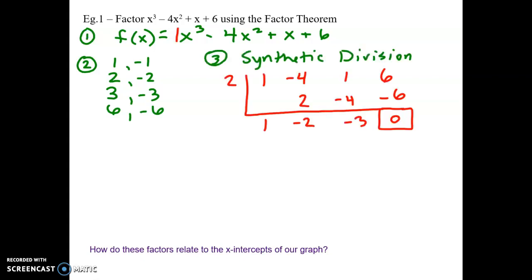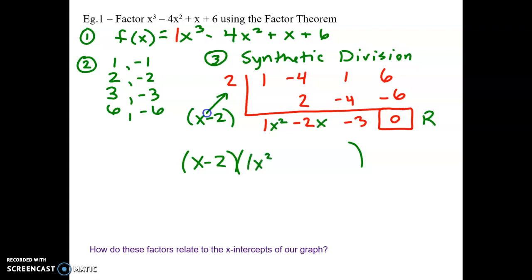So we decided to try the factor of x minus 2, which means we plugged a 2 into synthetic division. When you go through synthetic division, you'll get a remainder of 0. Remember, that's a good thing. That means that x minus 2 is a factor. So far what we have is the factor of x minus 2, and then we have some other polynomial left. Remember, the numbers left over are the leading coefficients of the polynomial left over. So here we have a 1x squared, a minus 2x, and a minus 3 for a constant.